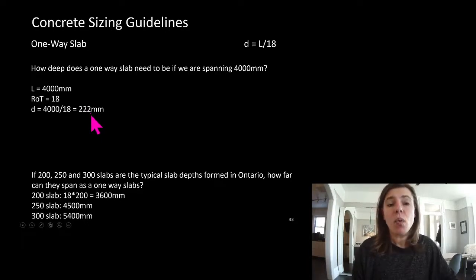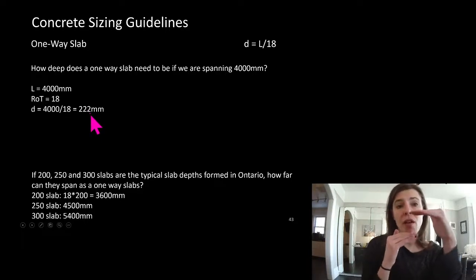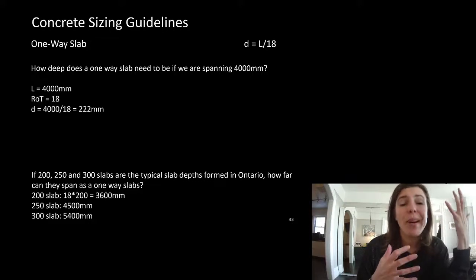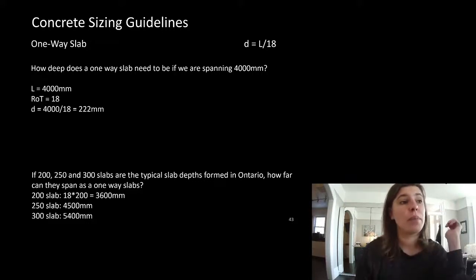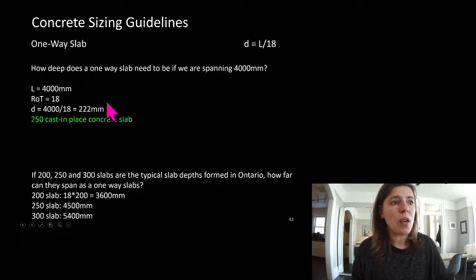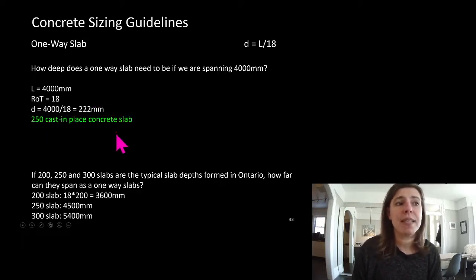If we only put a 200 millimeter thick concrete slab on our drawings, and we come to find out that we need a 250 slab in the final design later, we'd be pretty upset that we had lost that headroom. So this is telling us that we should go up a little bit. So we're gonna use a 250 cast in place concrete slab.